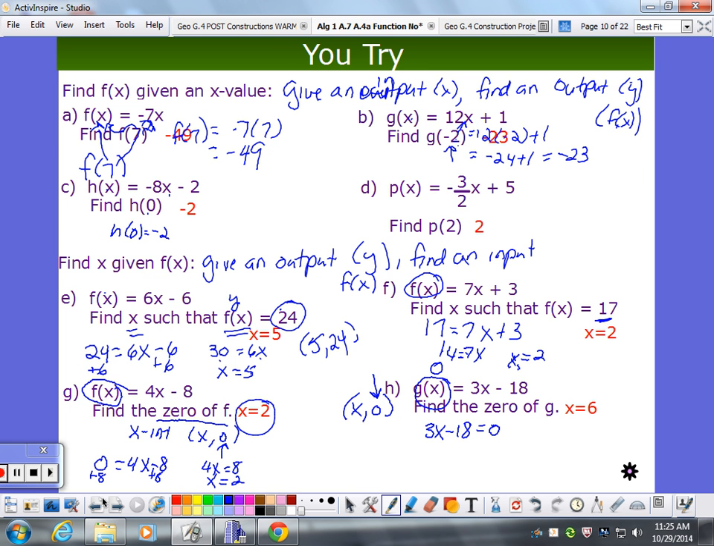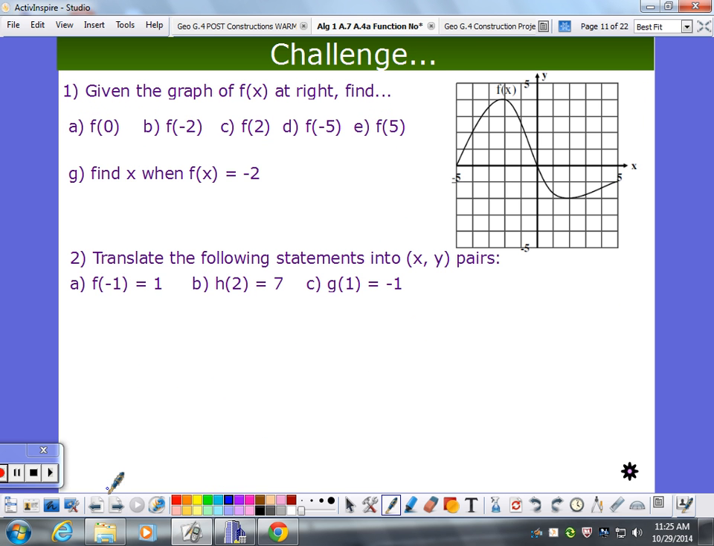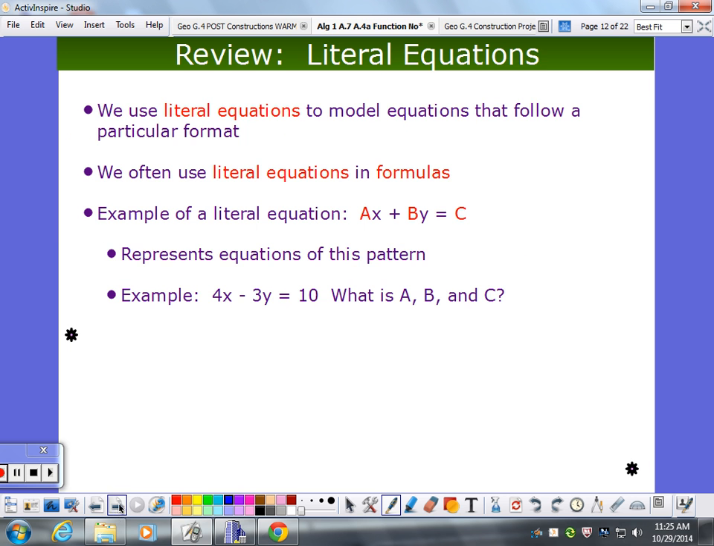Here's topic 2. I'm skipping the challenge for this. We don't need a challenge. Let's do the easy first. Okay, literal equations. Now, we talked about literal equations when we talked about standard forms.